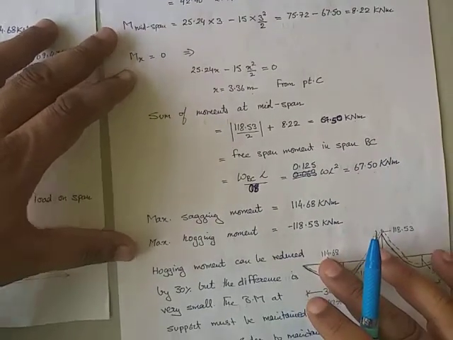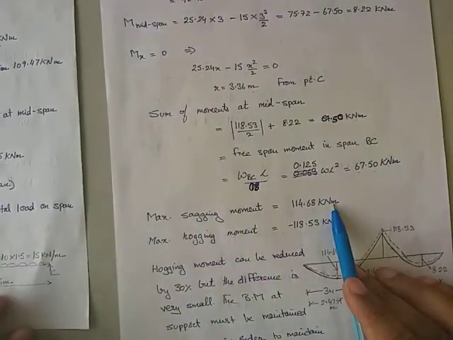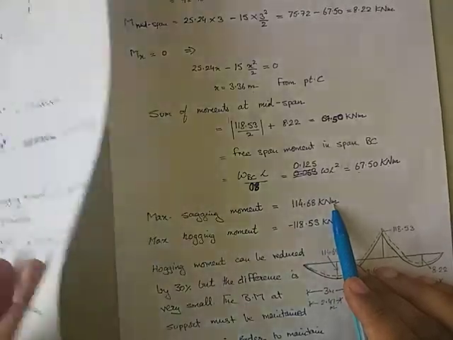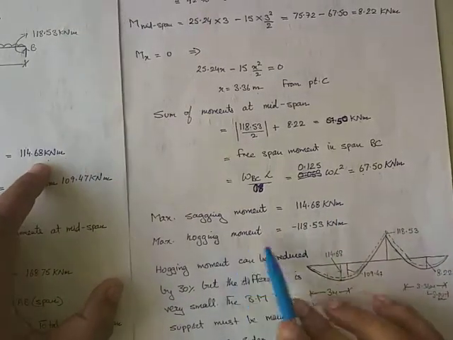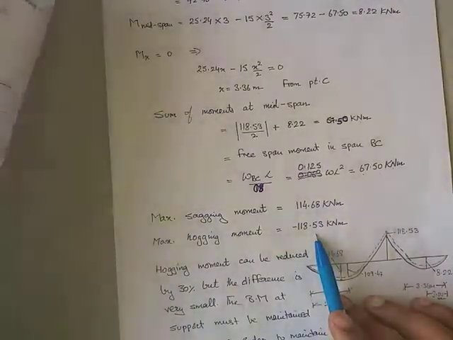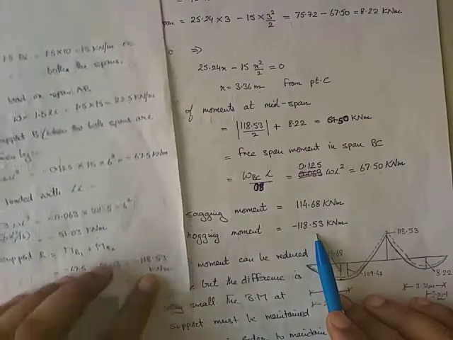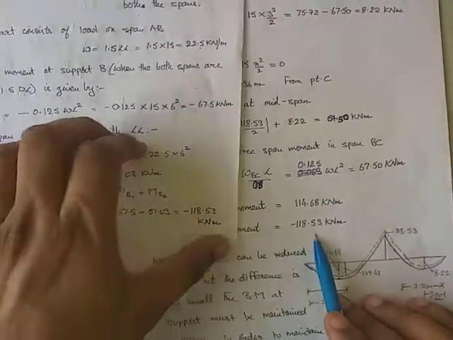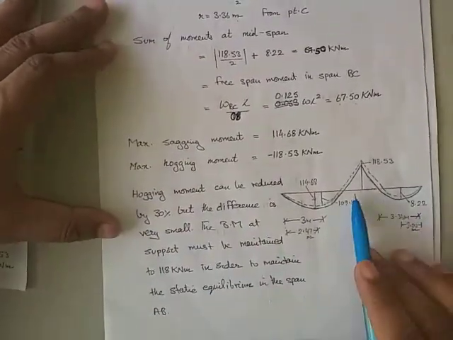So now what we have arrived at is that the maximum sagging moment is 114.68. We have calculated it over here. So the maximum sagging moment is 114.68 and the maximum hogging moment is 118.53. So this we have calculated over here. The negative moment is 118.53, calculated on the page for case 2. So we can draw the bending moment diagram.